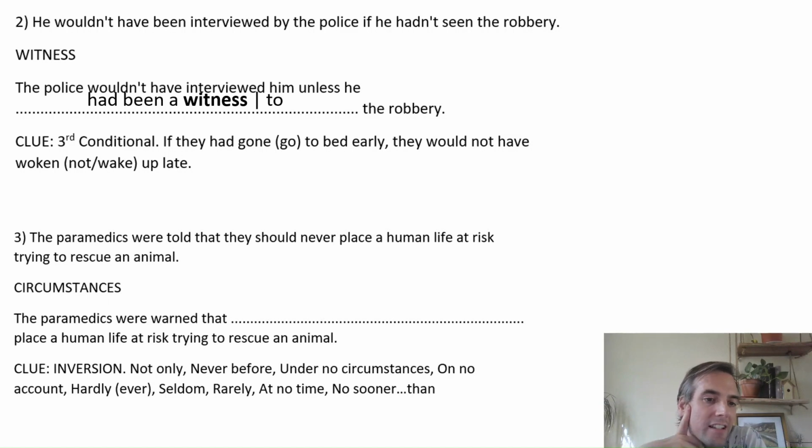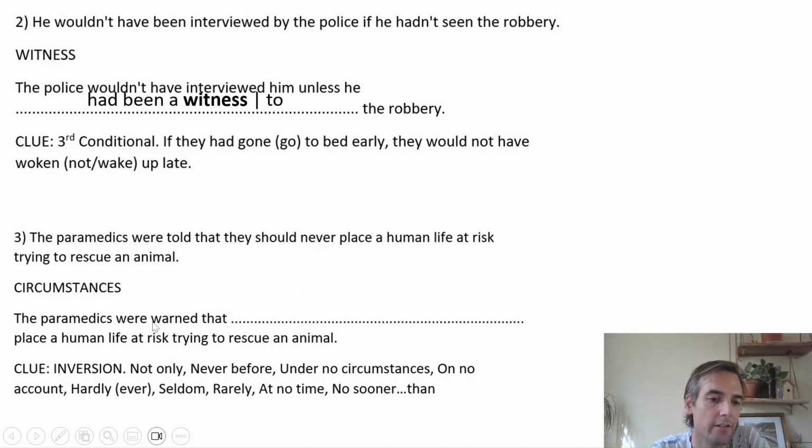Number 3, what is this testing? They should never place a human life at risk trying to rescue an animal with circumstances. When I see circumstances, straight away I know the expression. It's going to be an inversion because it's "under no circumstances". It's a very common inversion expression on the exam, and it means never. So we know we're in the right place, never.